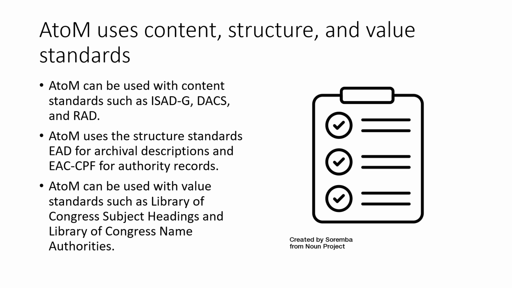AtoM can be used, as we just noted, with content standards such as ISAD(G), DACS, and RAD. AtoM uses the structure standards EAD, or Encoded Archival Description, for archival descriptions, and EAC-CPF, or Encoded Archival Context for Corporate Bodies, Persons, and Families, for authority records. AtoM can be used with value standards, such as the Library of Congress Subject Headings and the Library of Congress Name Authorities.